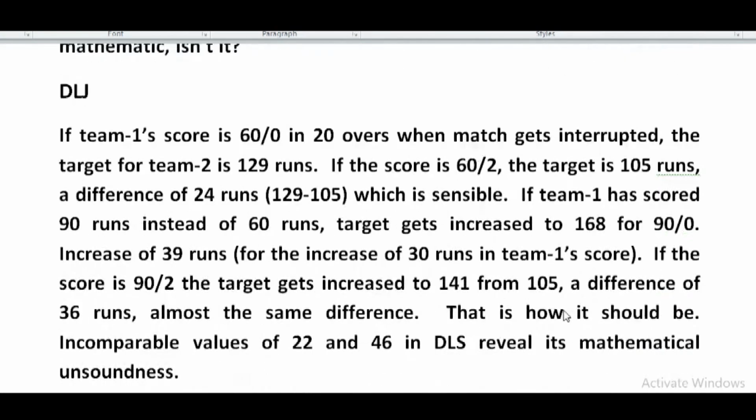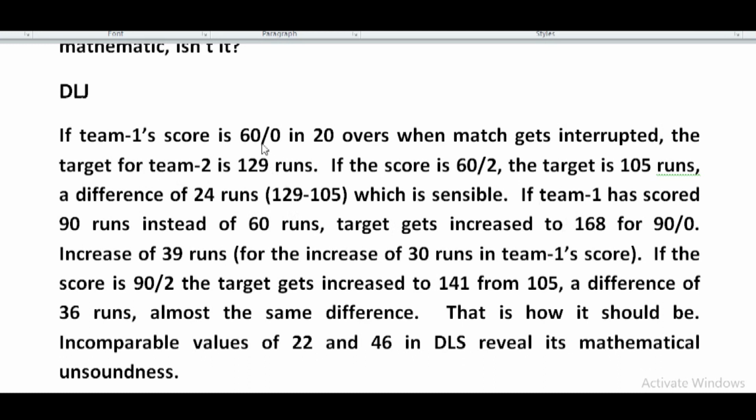But let's just have a look at how the proposed system behaves under this condition. For 60 for 0, the target is 129, and for 60 for 2, the target is 105 runs. Okay. When the score is increased to 90, the targets are 168 and 141 respectively. That means an increase of 39 runs in this case. 39 runs, 168 minus 129. So 39 runs in this case.